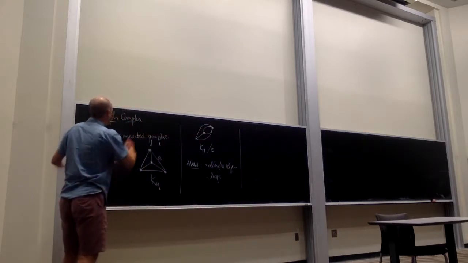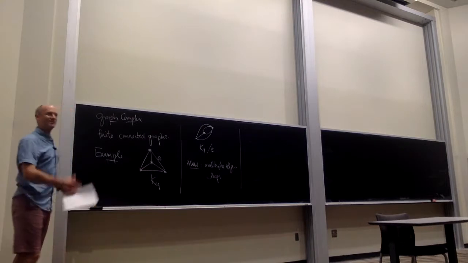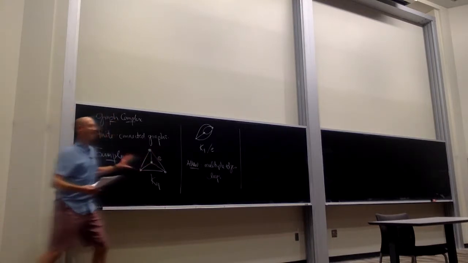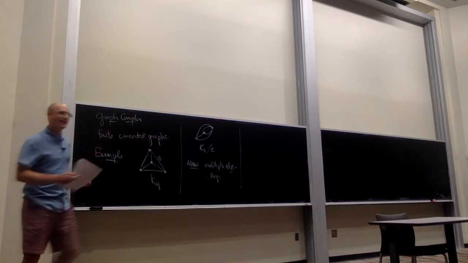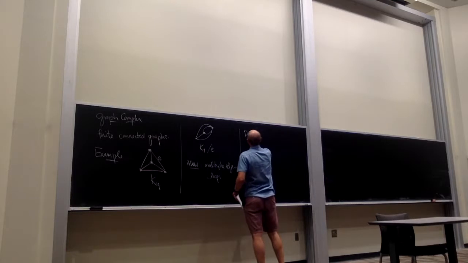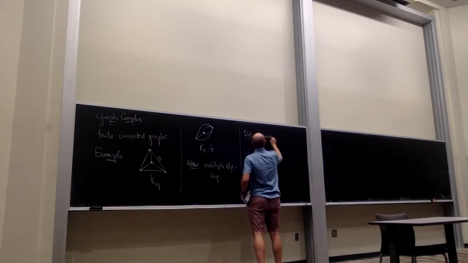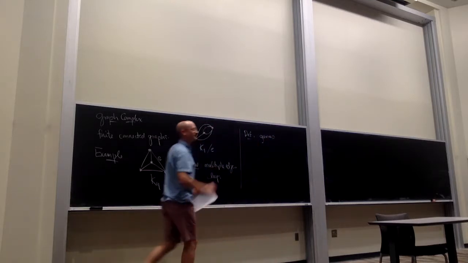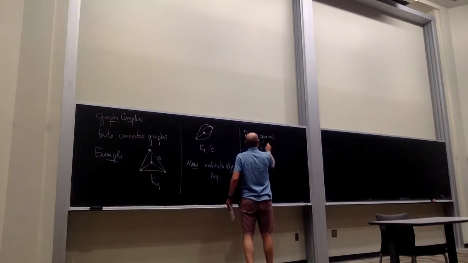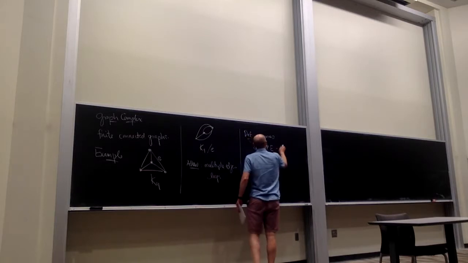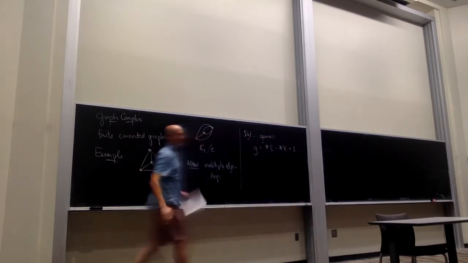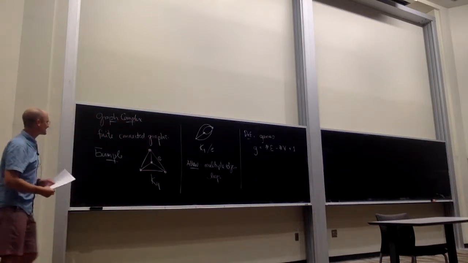And there's various numbers that one could keep track of to encode how complicated a graph is. So there's the number of vertices, the number of edges, and the one that we'll keep track of the most. Well, we'll keep track of edges, and then we'll keep track of vertices by keeping track of something called the genus. And so g is the number of edges minus the number of vertices plus one. Okay, so there's a definition of the genus.